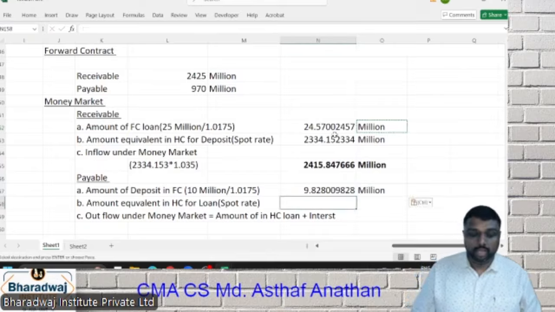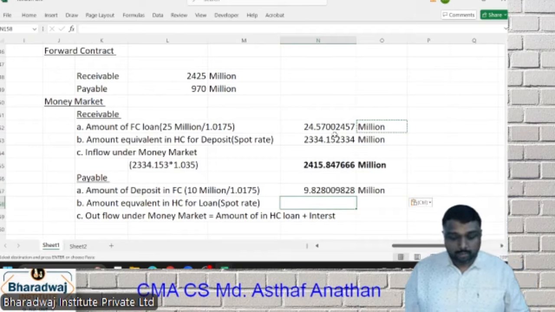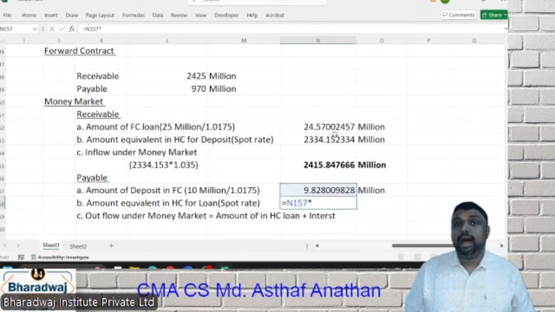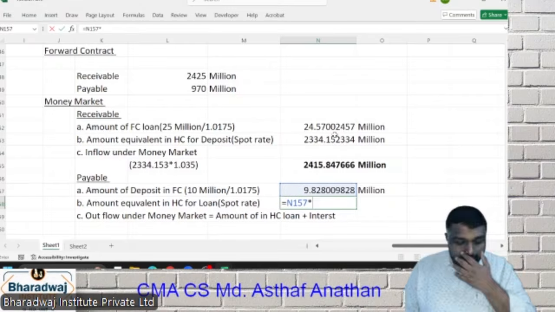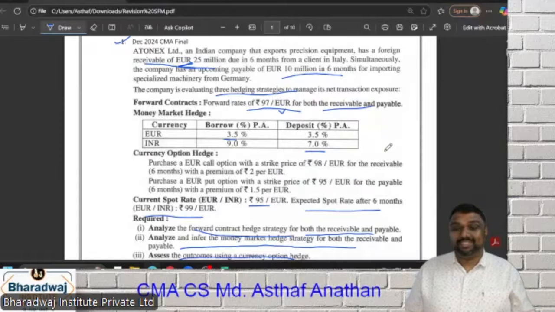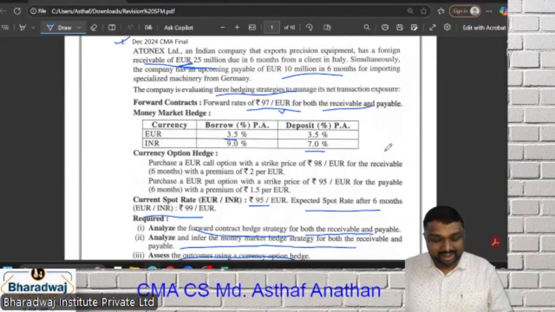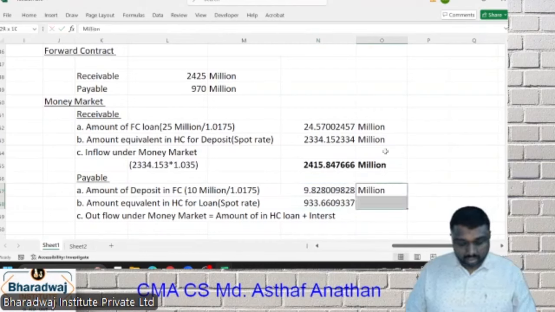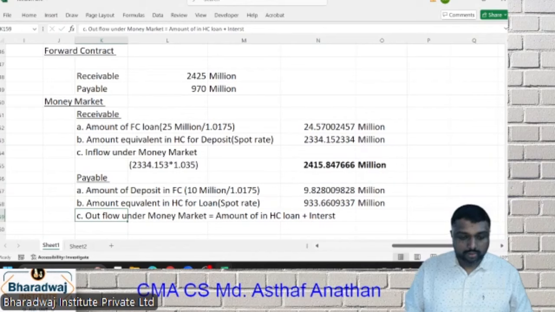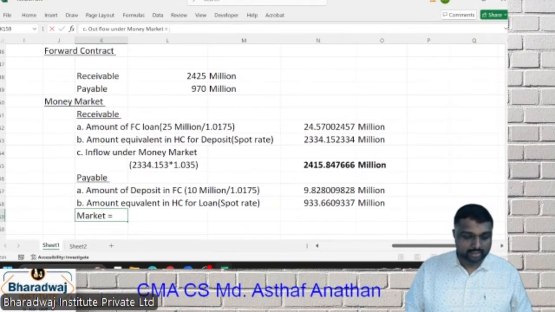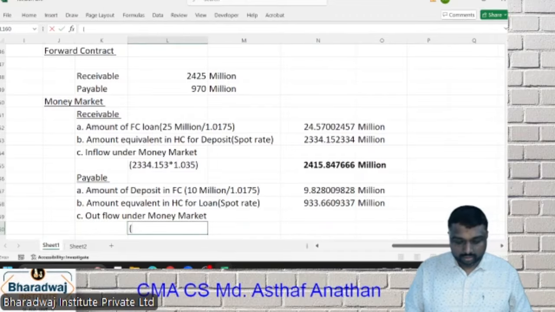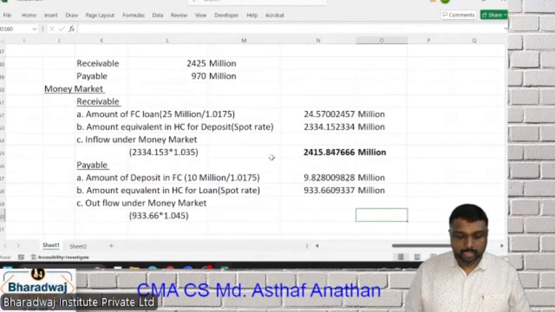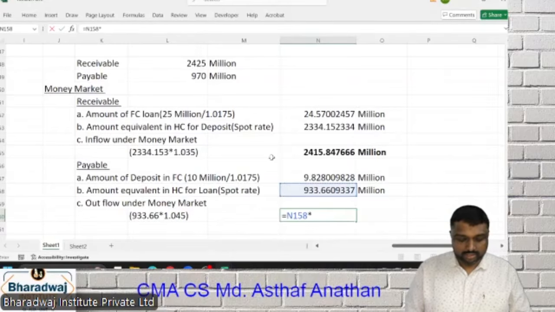Now coming to the amount of equivalent home currency loan. So payable now, you have to take the ask rate because you have to buy the money. But here there is no ask rate, bid rate at all. All are one rate only. So no need of confusion. So only one rate. So the amount of home currency loan and interest, you can get it. 933.6 into, since you are taking a loan, 9%, 1.045. That's what the answer is.